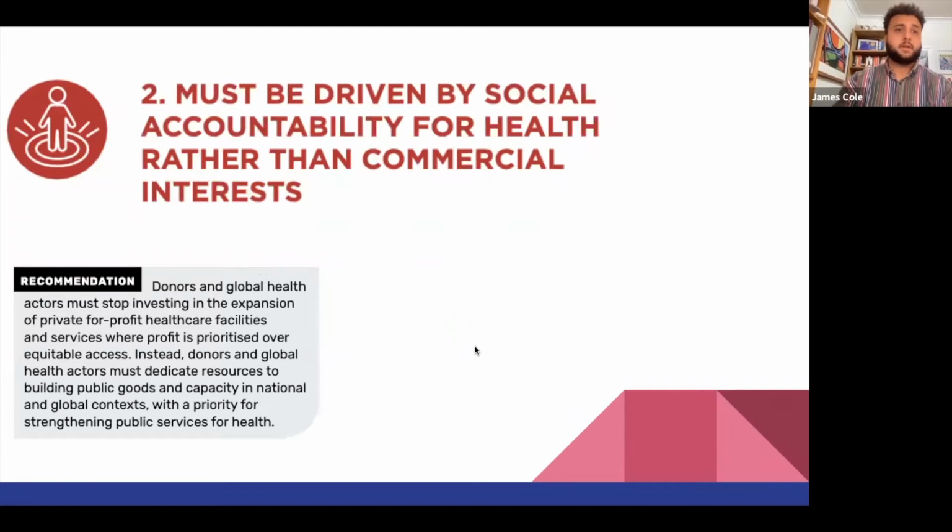Principle number 2 highlights that funding must be driven by social accountability for health rather than commercial interests. We put this in to respond to the strong evidence demonstrating that too often ODA invested into private healthcare has had a highly questionable development impact and doesn't necessarily expand access to those who need it, and in many cases can exacerbate inequalities. This will be expanded on further in the presentations you will hear shortly from both Denis and Anna.